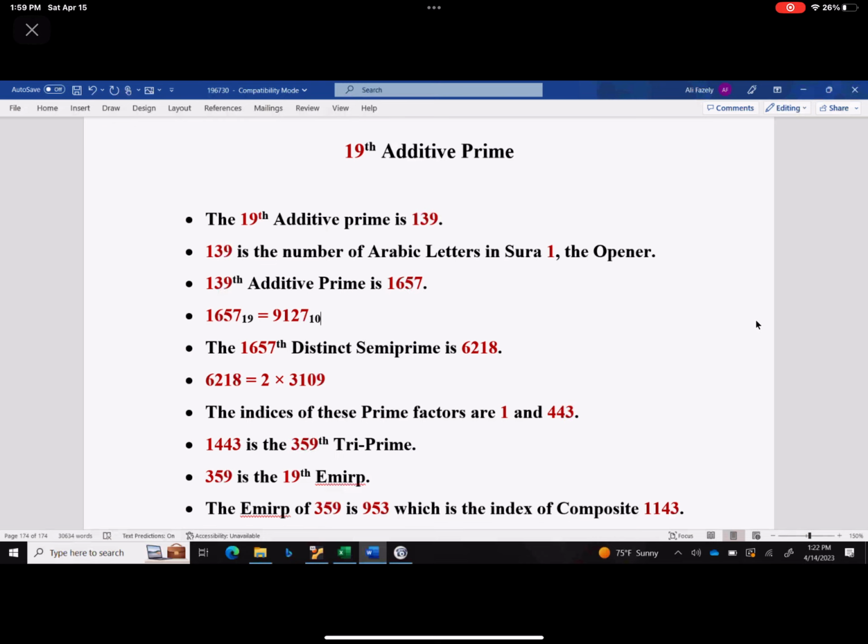One thing we notice about this 1657 is that its digits add up to 19. 1 plus 6 plus 5 is 12, plus 7 is 19. So we've known about this. 1657 in base 19 is equal to 9127 in base 10. So when you utter these words in Arabic, you are uttering 139 letters in the Arabic language. And by doing that, you are actually saying that Chapter 9 has 127 verses.